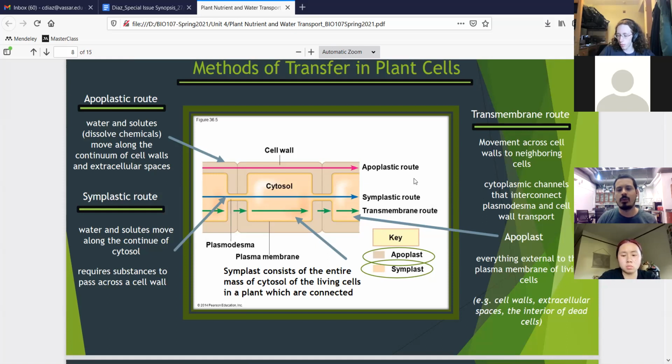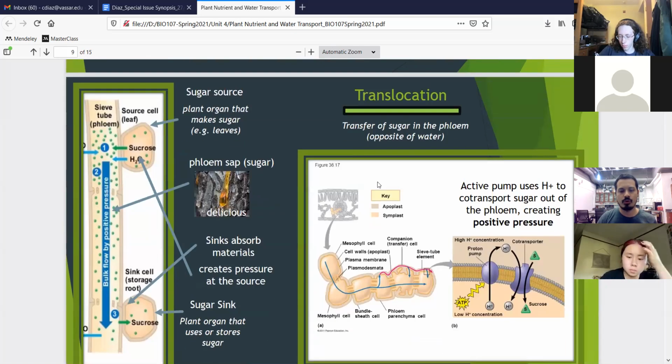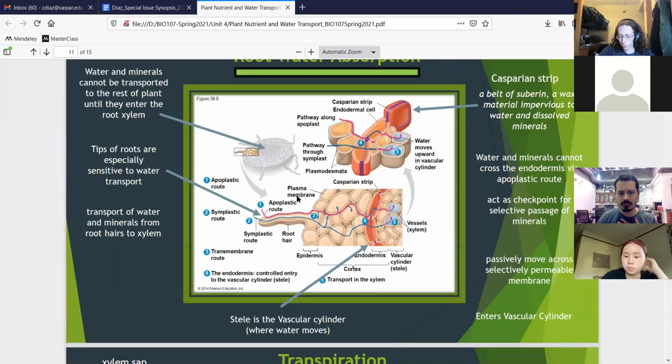As a quick note, this apoplastic route is most important when we're talking about transport of nutrients from the roots. That's where you're going to see this type of movement the most: water being absorbed, nutrients being absorbed through the roots, and then being passed through those roots to that vascular tissue within the cell.